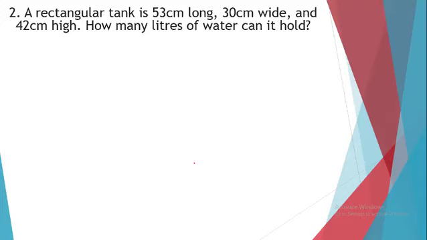Example number 2. It says a rectangular tank is 53 cm long, 30 cm wide, and 42 cm high. How many liters of water can it hold? This is actually a cuboid. This is a problem in cuboid.